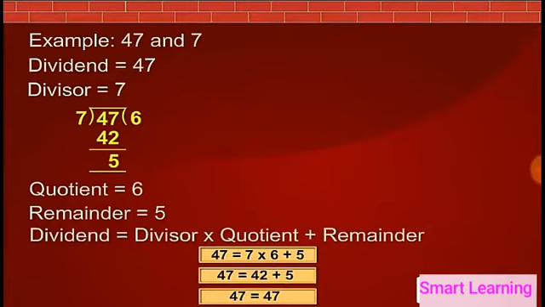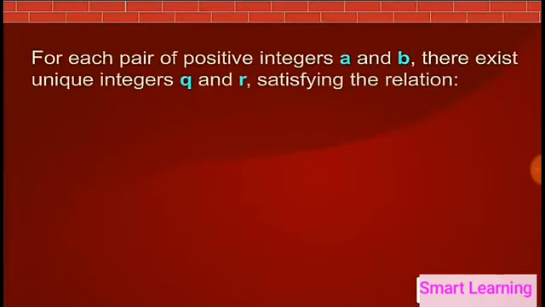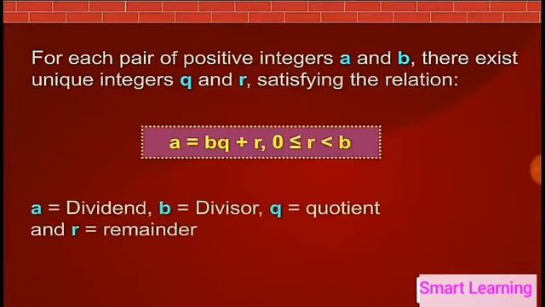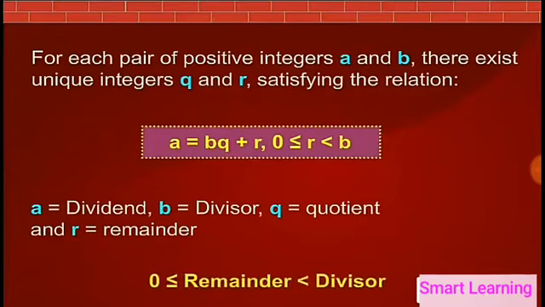to 0. This statement is Euclid's division lemma in simple words, which in the form of the theorem is stated as: given positive integers a and b, there exist unique integers q and r satisfying a is equal to bq plus r, where 0 is less than or equal to r less than b. Where a is the dividend, b is the divisor, q is the quotient and r is the remainder. An important point to remember is, remainder is greater than or equal to 0 and always less than the divisor.